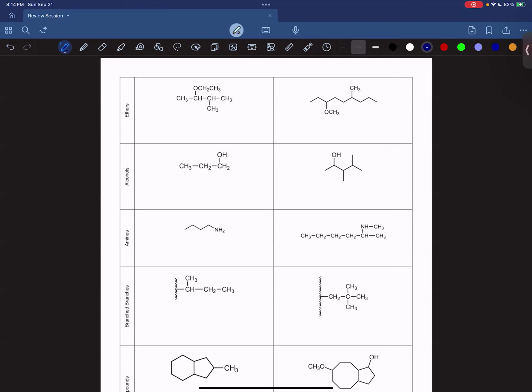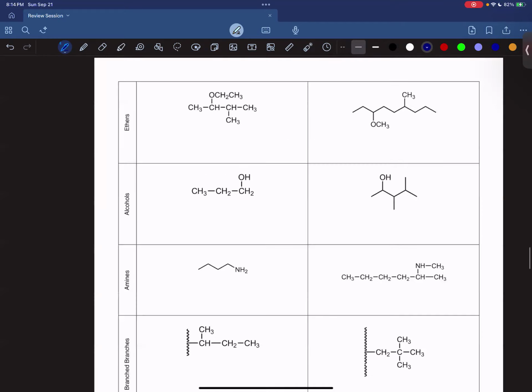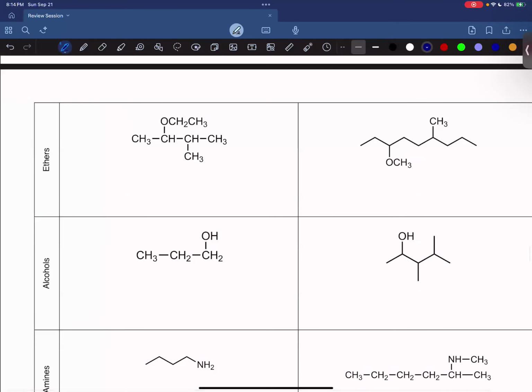Okay, more naming. We're gonna start with some ethers. So the thing with ethers is we are going to replace the ending of the naming, the ane, and it is going to become oxy.